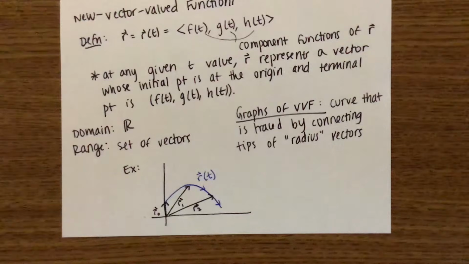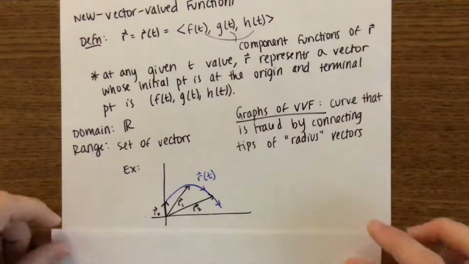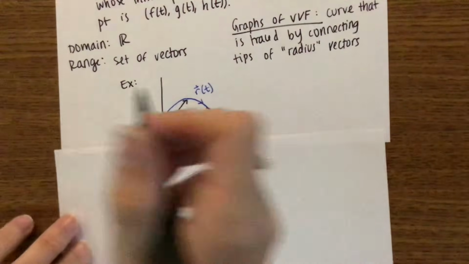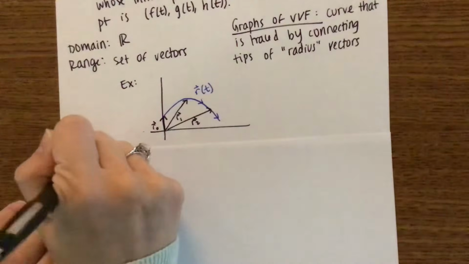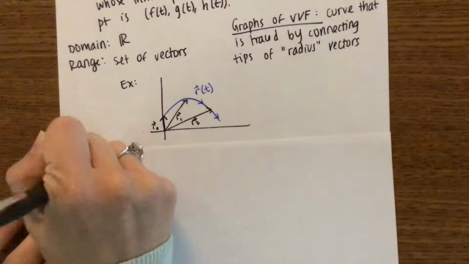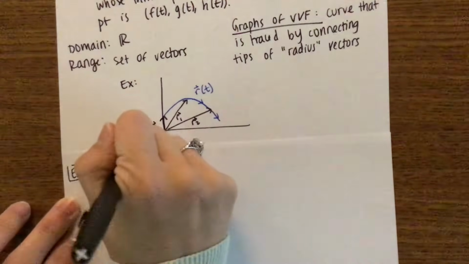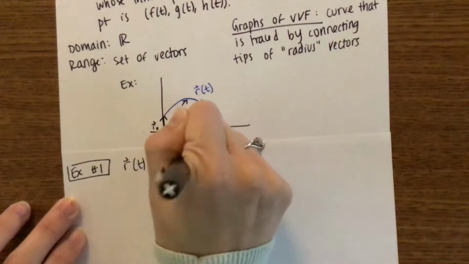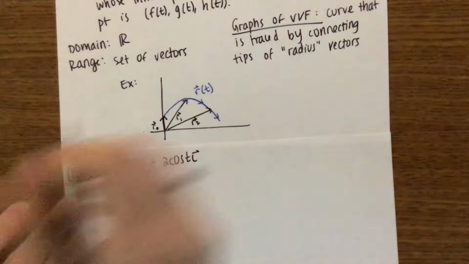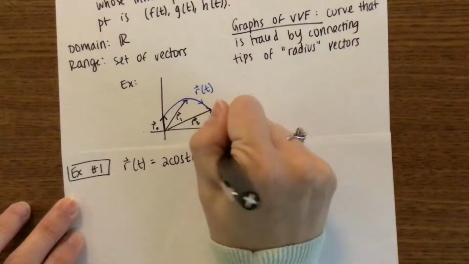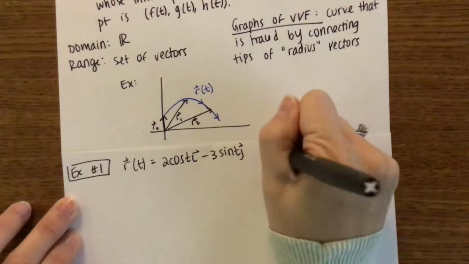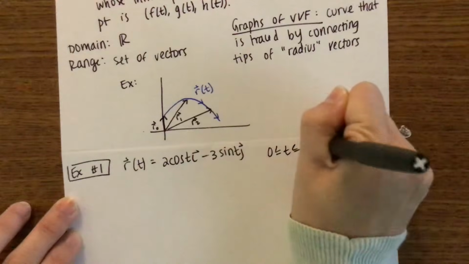We're going to do a few graphing examples and then we'll move on to our next idea. First example, this one is going to be in 2 space. R of t is going to be 2 cosine of t i subtract 3 sine of t j. And I'm telling you in this case that t is between 0 and 2 pi.